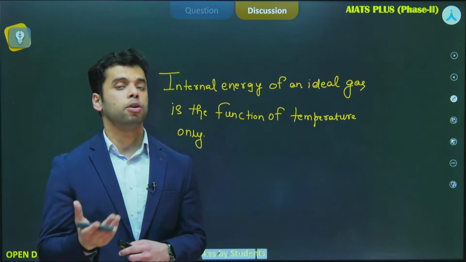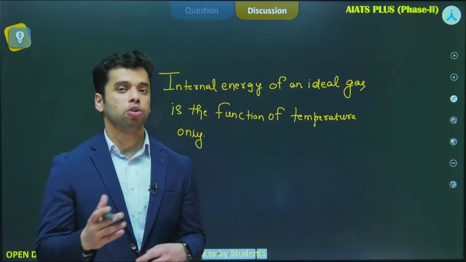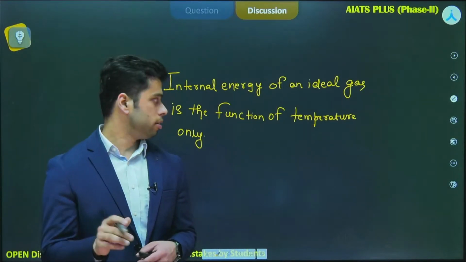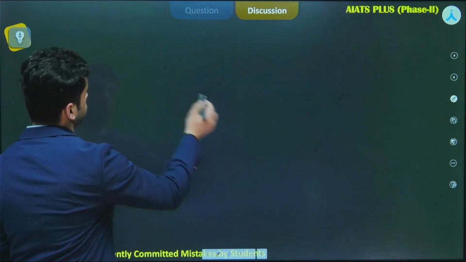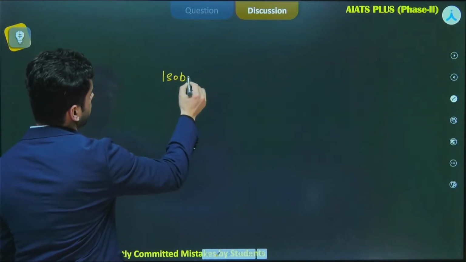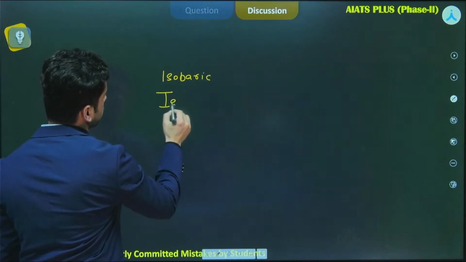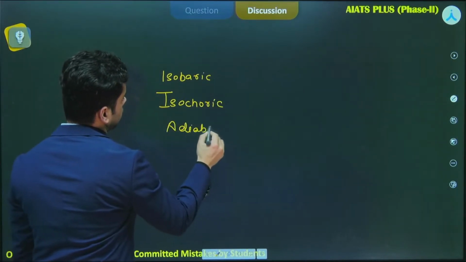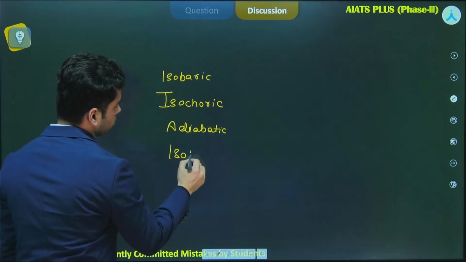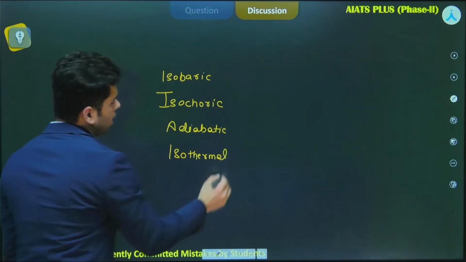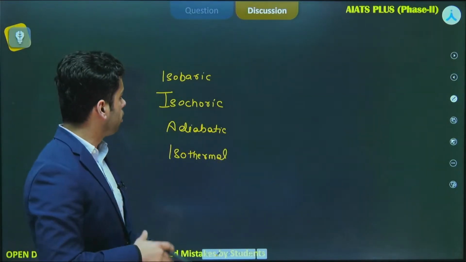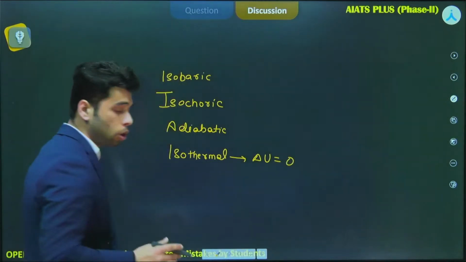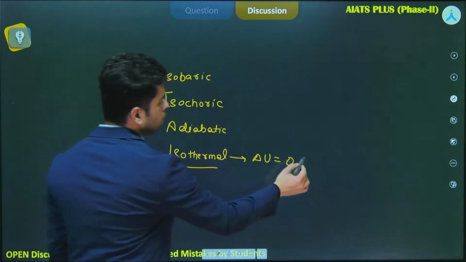This part we learned from thermodynamics as well as from the kinetic theory of gases. Both of these chapters very much emphasize that the internal energy of an ideal gas is a function of temperature only, and I can even prove that to you. We have four kinds of processes: isobaric, isochoric, adiabatic, and isothermal. If I ask you to calculate the change in internal energy for all these processes, for the isothermal process you will say delta U is equal to 0, because there is no change in temperature.